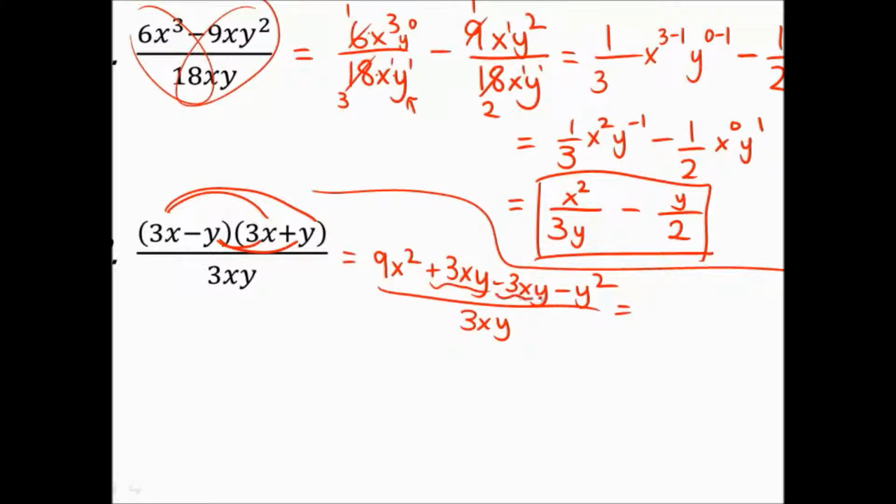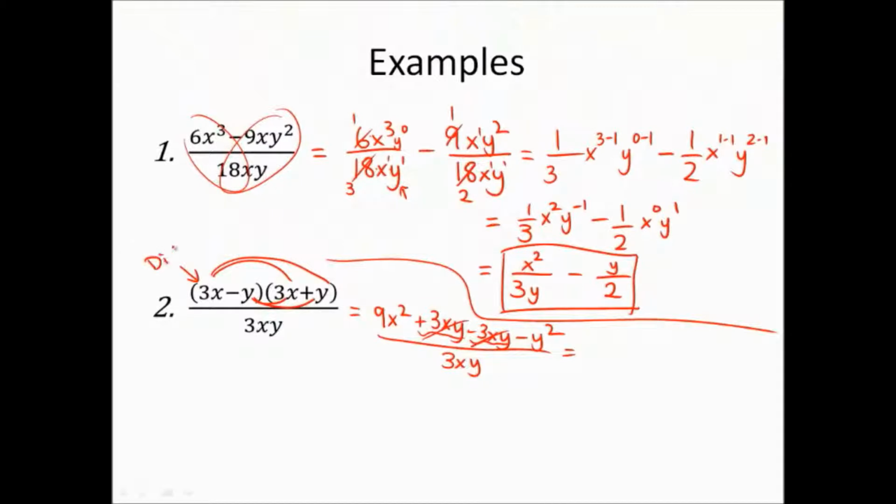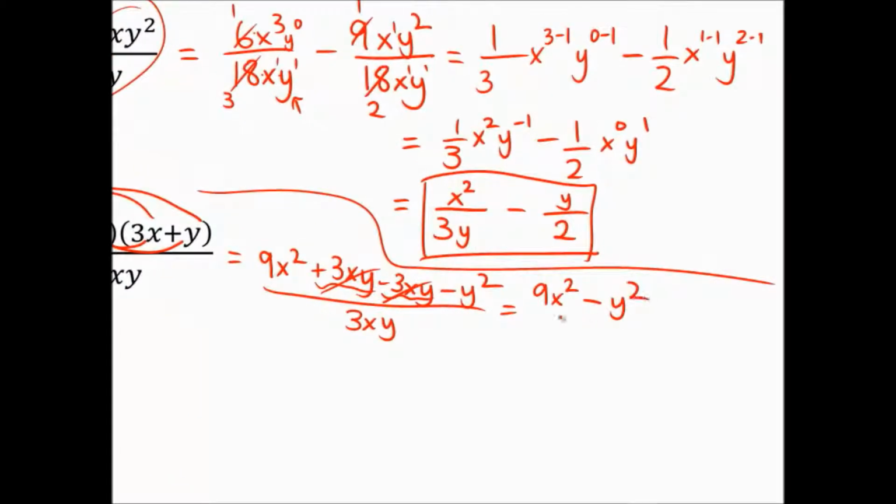The xy terms can be combined, and they actually disappear. Remember, this is actually the difference of squares formula. So if you notice that originally, you could have just skipped that step and said, I know that because I have this first term and last term the same in both brackets, and we have a minus and a plus, I'm going to take my first term squared minus my last term squared. Everything is over 3xy. So now let's simplify that.